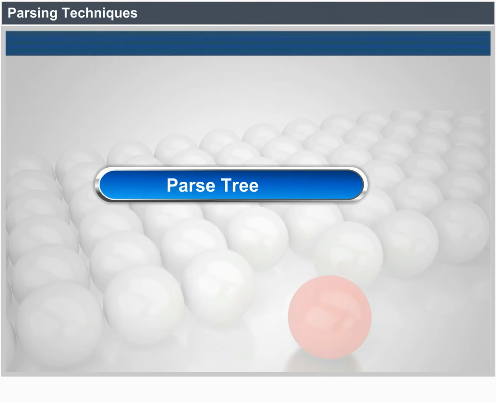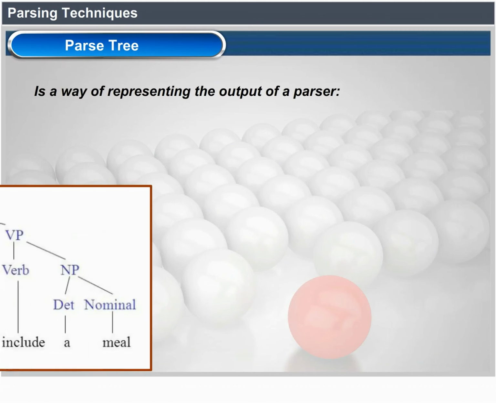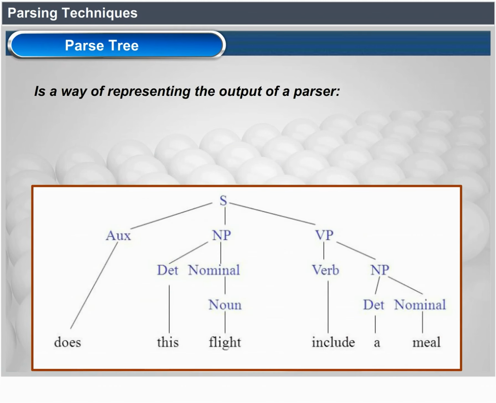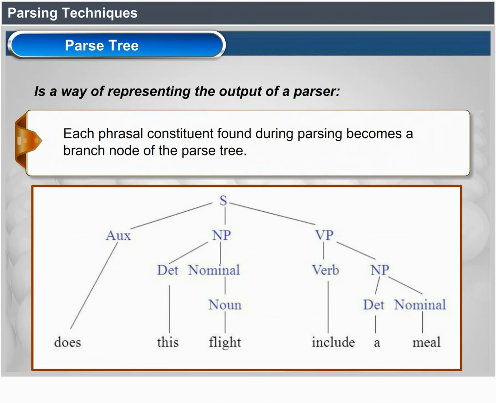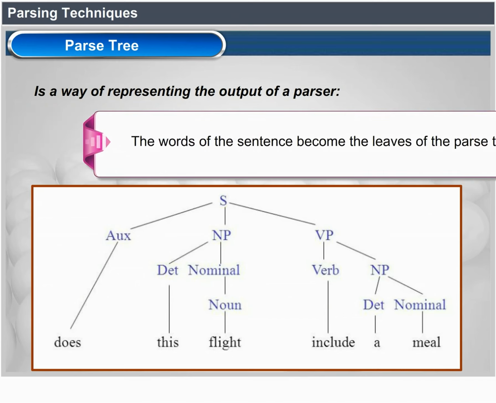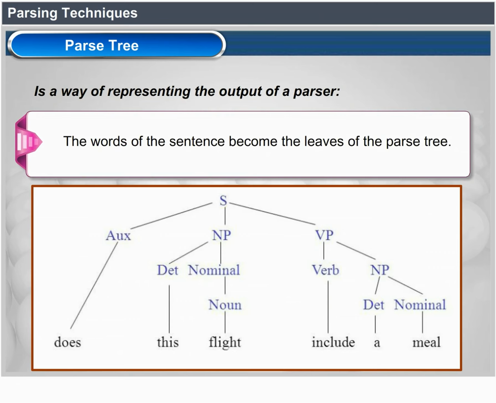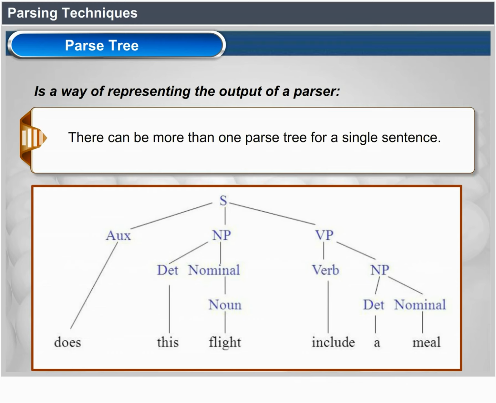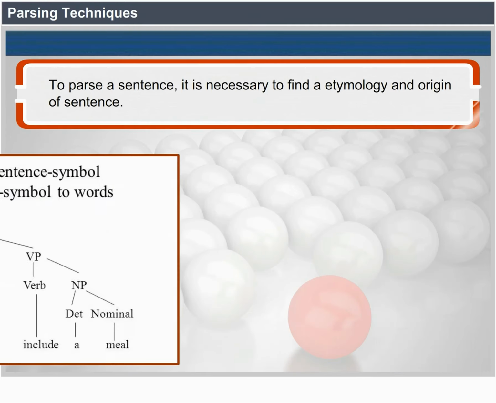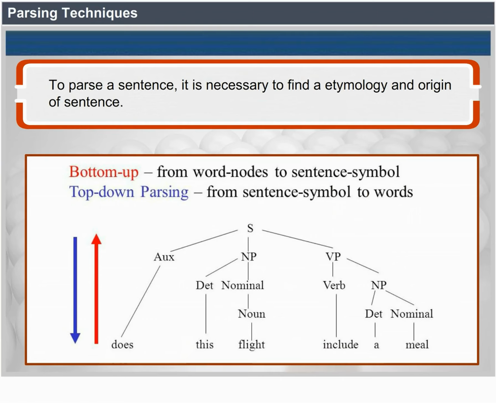A parse tree is a way of representing the output of a parser. Each phrasal constituent found during parsing becomes a branch node of the parse tree. The words of the sentence become the leaves of the parse tree. There can be more than one parse tree for a single sentence. To parse a sentence, it is necessary to find the etymology and origin of the sentence.